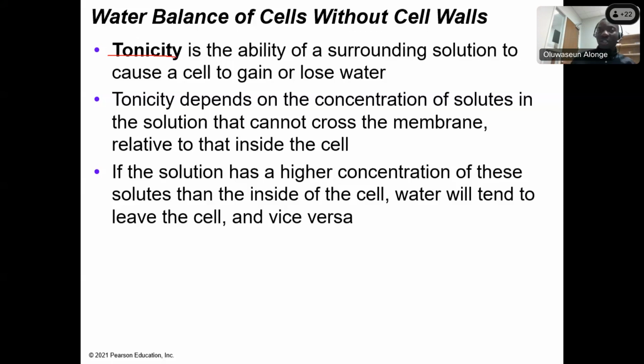All right. So you see, tonicity is the ability of a surrounding solution to cause a cell to gain or lose water, which I'm going to be talking about. Tonicity depends on the concentration of the solutes. So if you are looking at sugar and water, for instance, sugar is a solute, water is a solvent. Now, if the solution has a higher concentration of this solute than the inside of the cell, water will tend to leave the cell, and vice versa. What we are saying in essence is this: water will always move from where it is high to where water is low. Water will not move from low to high.